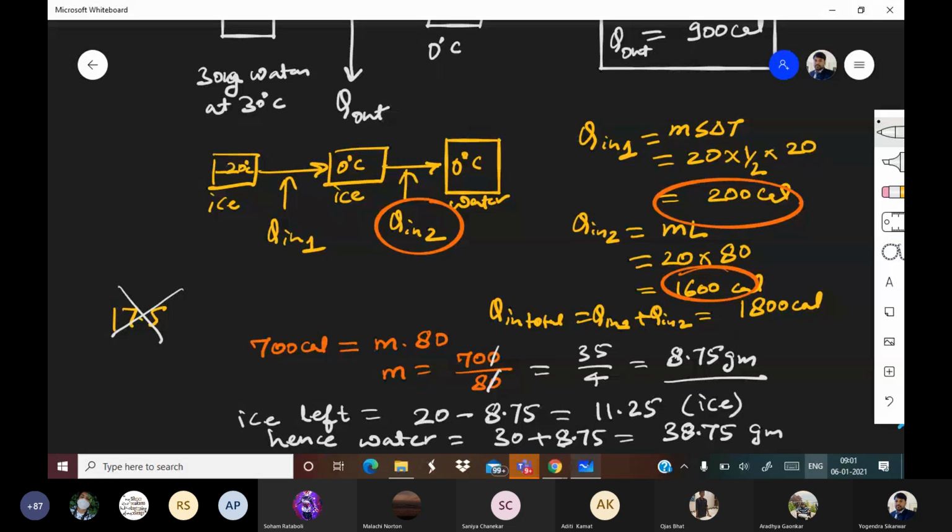Somebody was saying something, please tell. How did you get to know that we only have 700 calories? Because we have simple mathematics. The total needed is how much? 900 calories, right? The total heat which we had was 900 calories. Yes or no? Say yes, sir.